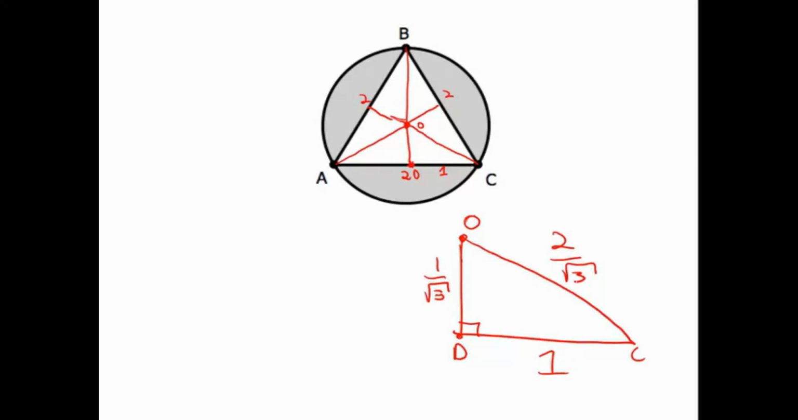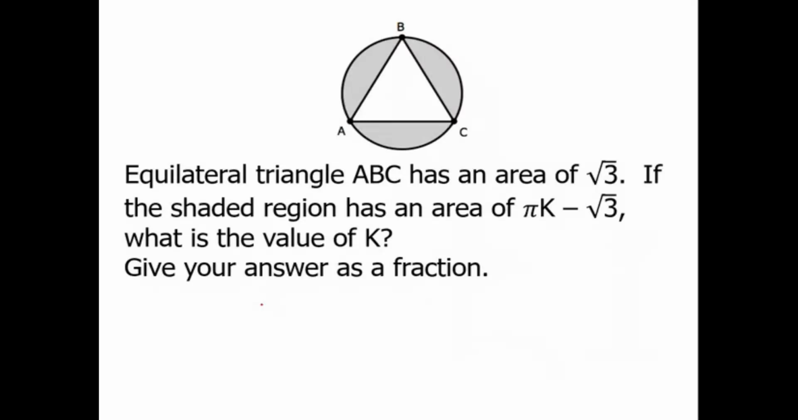But here's the amazing thing. Look at OC in the big diagram. O is the center of the circle, so OC is the radius of the circle. And of course, the area of the circle, we know, is pi r squared. So pi times that, well, we get 2 squared is 4 in the numerator. Square root of 3 squared is 3 in the denominator. So the area of the circle is 4/3 pi. And therefore, the area of the shaded region is 4/3 pi minus square root of 3. And so k equals the fraction 4/3.